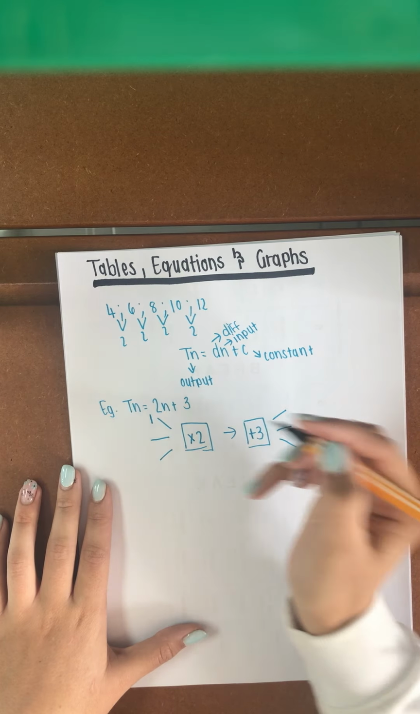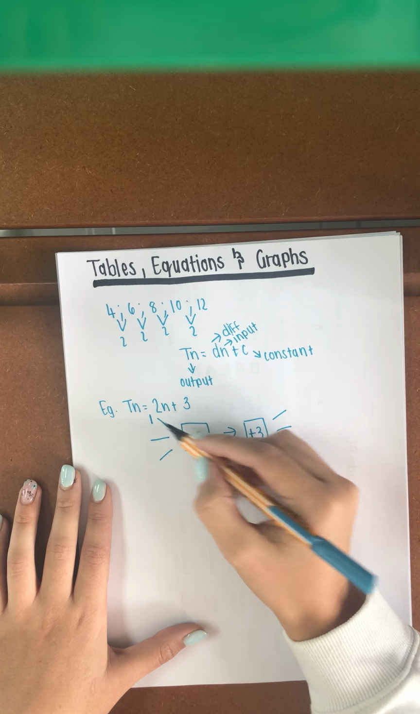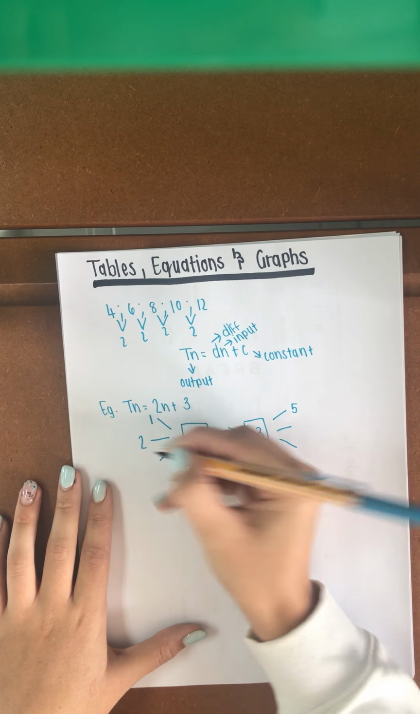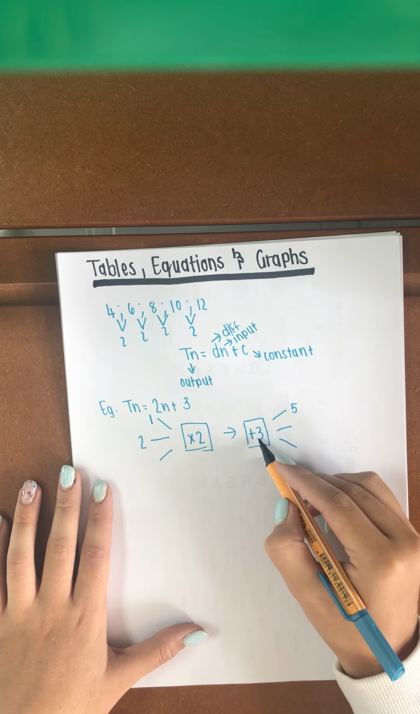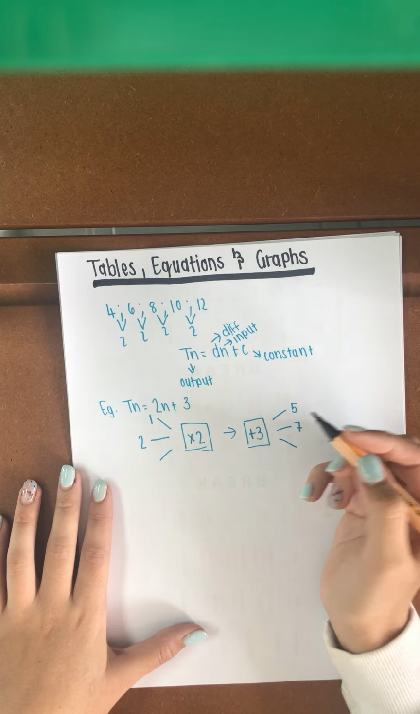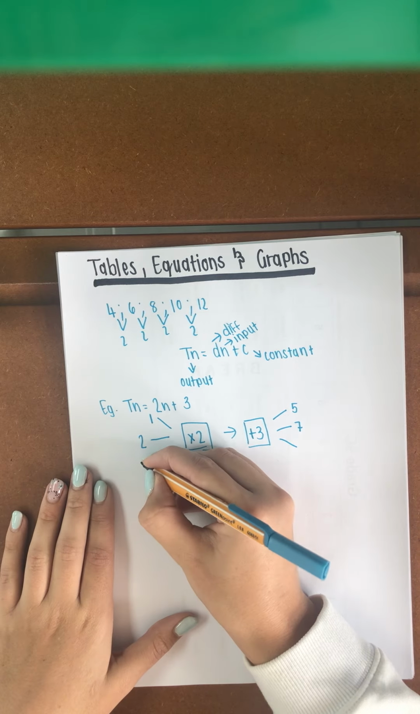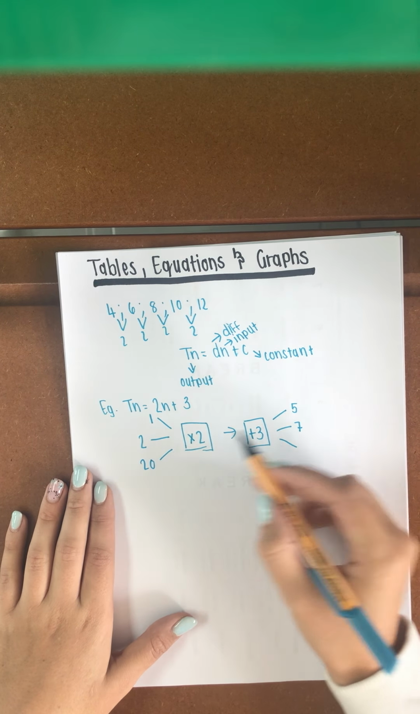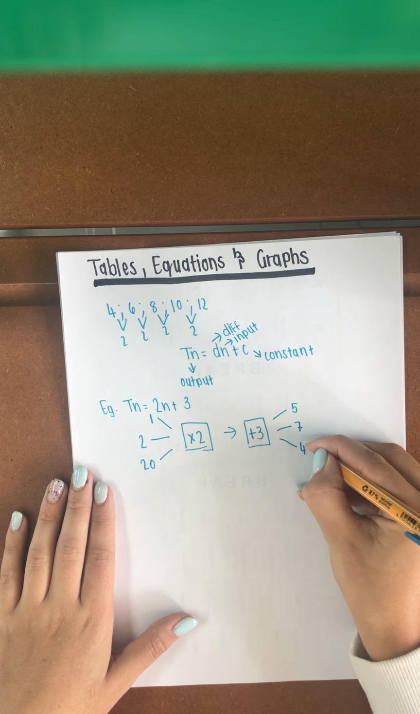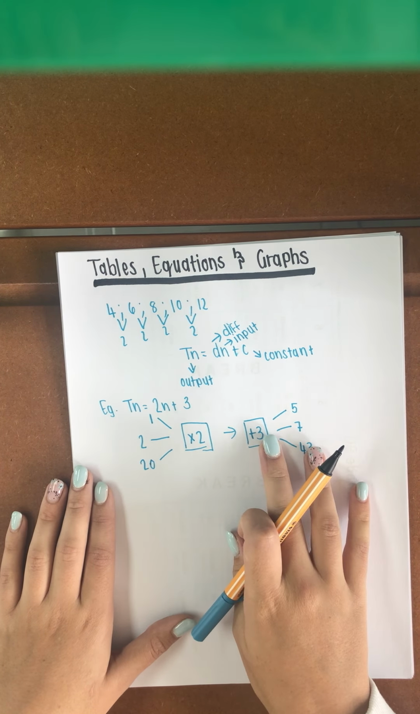So for instance, if I put 1 into this equation as my input value, my n, it will be 1 times 2 gives me 2, plus 3 gives me 5. If I put 2 in, 2 times 2 gives me 4, plus 3 gives me 7. If I want to know what the 20th term will look like, I say 20 times 2 gives me 40, plus 3 gives me 43. So this equation just summarizes this flow diagram.